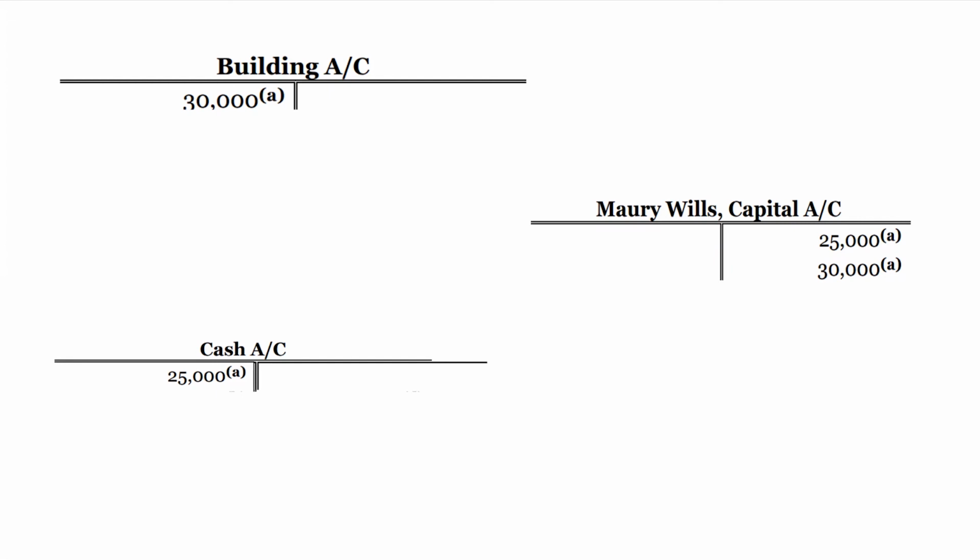From our journal entry, we can see we debited building $30,000, and we also debited cash $25,000. And in our capital, we credited both respectively. So whatever you've written in your journal, you come to your T account and you put it on the side that you have stated it to have been in your journal. All right, so let's continue.